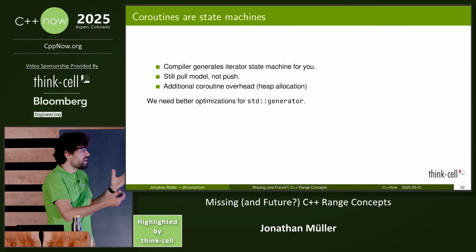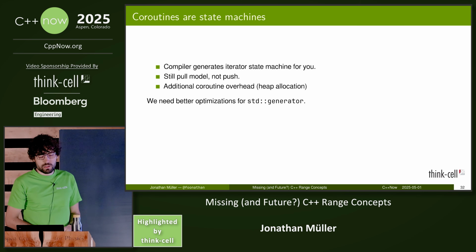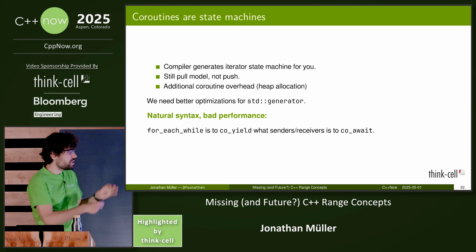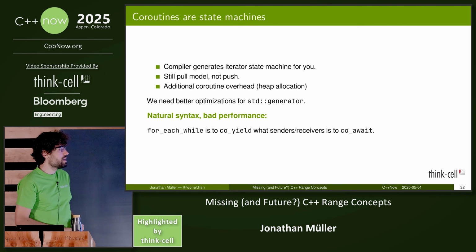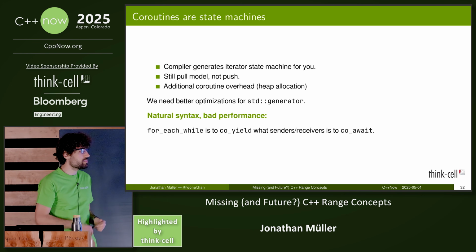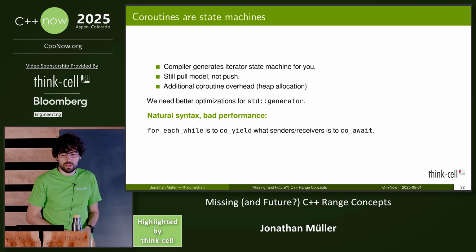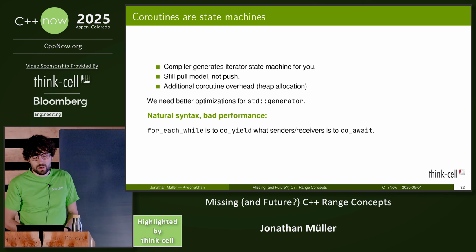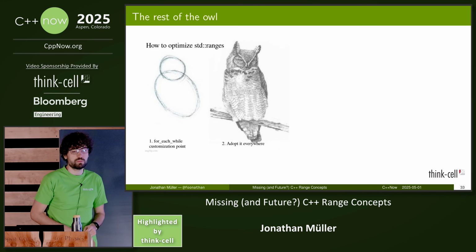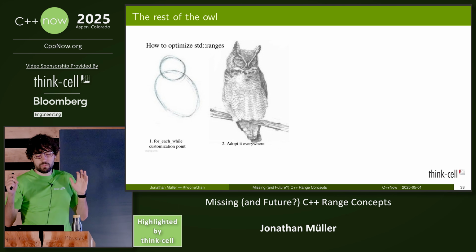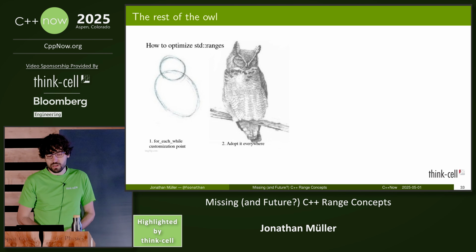But to make this feasible, we really need better optimization for the generator to support this sort of push model. Because the generator is the one with the nice syntax, but it has the bad performance. And so for each while is sort of to co_yield what senders/receivers are to co_await: a more efficient way to implement this particular thing. And so this for each while customization point is really nice to optimize ranges. We use that extensively in our library, but of course there are some more nuances to that.